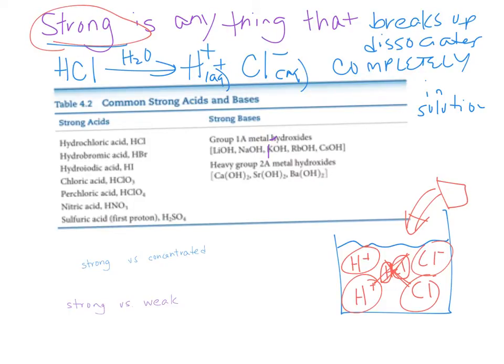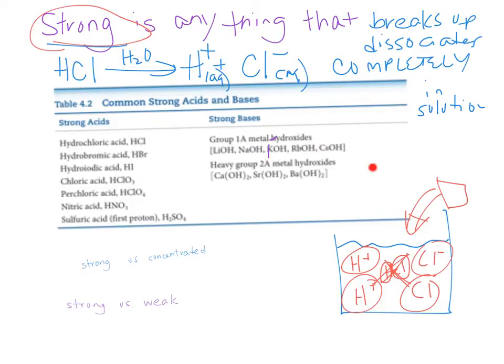I'm circling it. You are going to have to memorize the strong acids and strong bases. There are only 7 strong acids: hydrochloric acid, hydrobromic acid, hydroiodic acid, chloric acid, perchloric acid, nitric acid, and sulfuric acid, only for the first proton. We'll talk about multiprotic acids later. You can infer that since there are only 7 strong acids, most acids are weak. And we're going to talk about what weak means in a second.